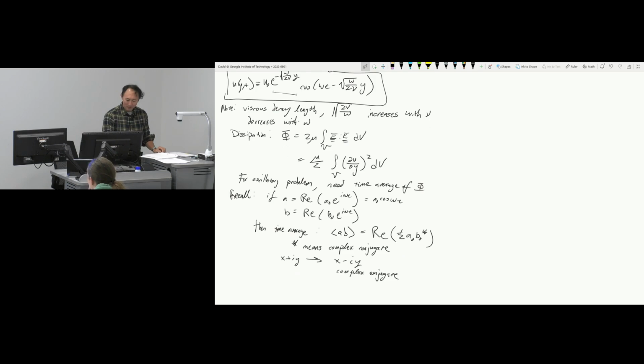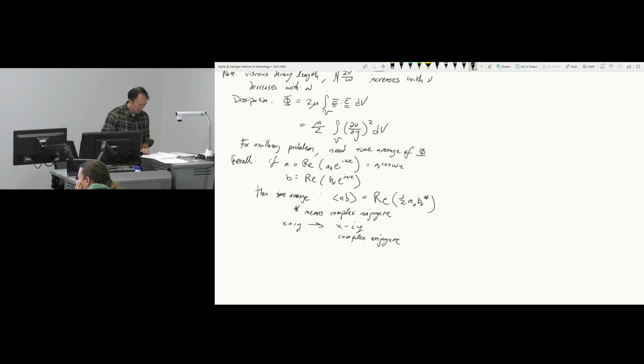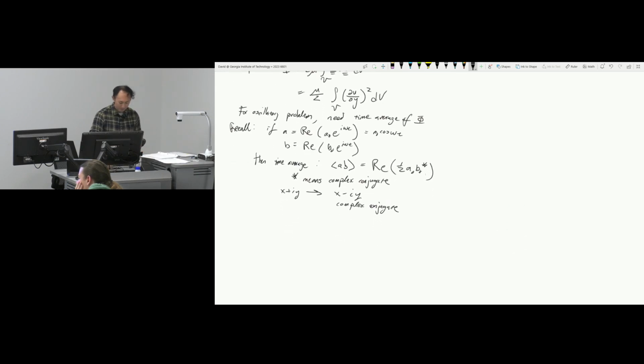All right, so for the bathtub problem, du/dy was a constant, right? Because you had a Couette flow, so that was just a constant. But here, you have to substitute it in. And I told you a trick that if you want to figure out the time average of these quantities, you write A as this quantity, B as this thing, and then you take the real part of this product, A naught times B naught complex conjugate.